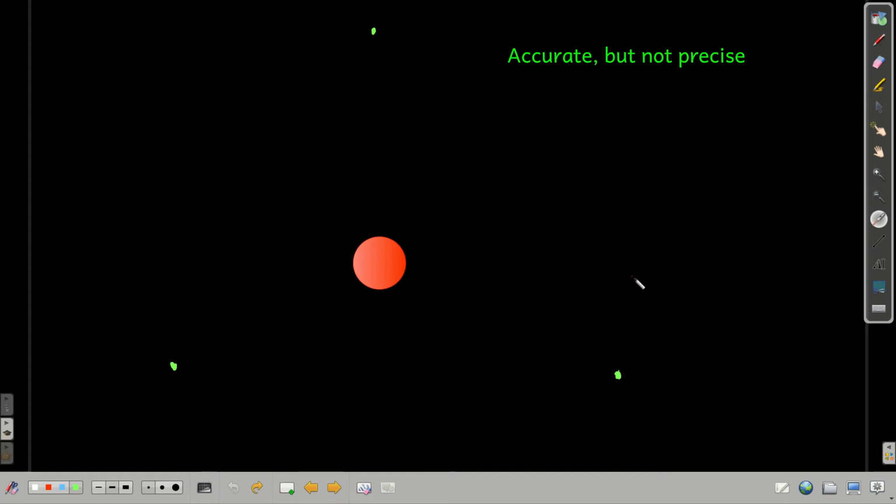On the other hand, we could have measurements like this. These are not very close to each other at all. They're really spread out, so they're not precise at all. However, if we were to take the average of these measurements, it's going to be somewhere pretty close to the true value, the bullseye right here. So we could say these measurements are accurate but not precise.